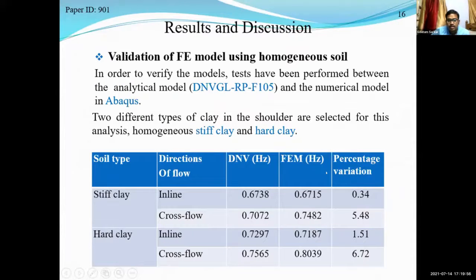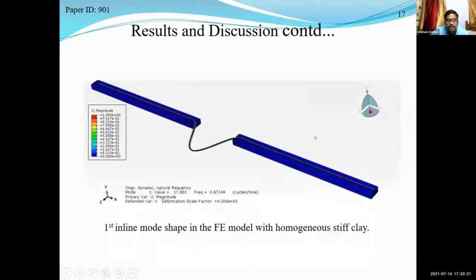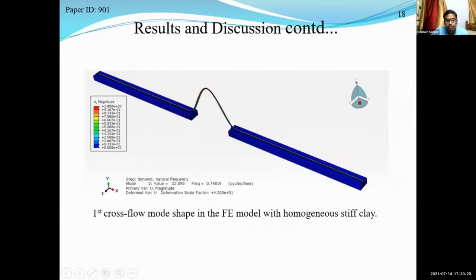This table shows the validation of my analytical model using a homogeneous soil. From this table, it can be observed that for the inline direction, there is around 1% variation between DNV and the analytical model, and for the cross flow, around 6% variation, which validates my model. This figure shows the inline mode shape for the homogeneous stiff clay, and this figure shows the cross flow mode shape for the homogeneous stiff clay model.